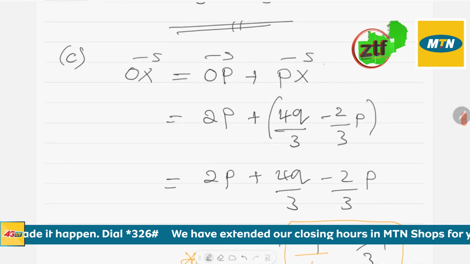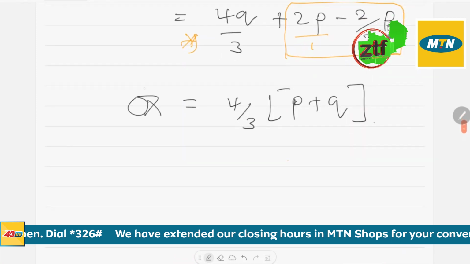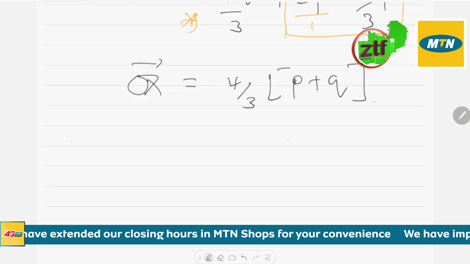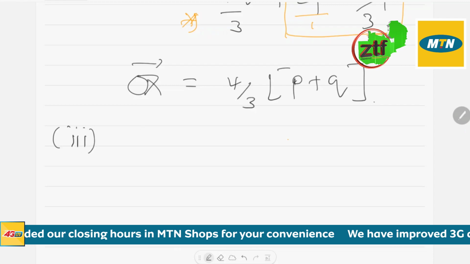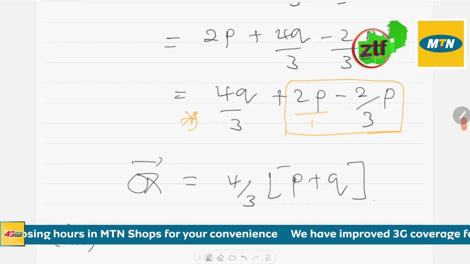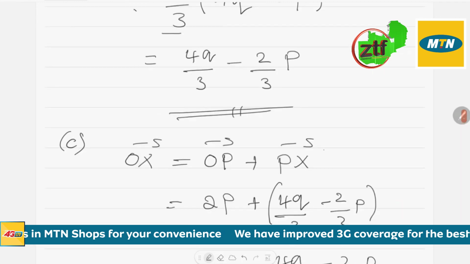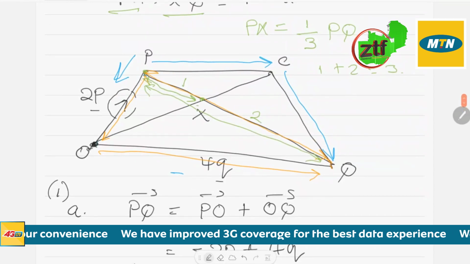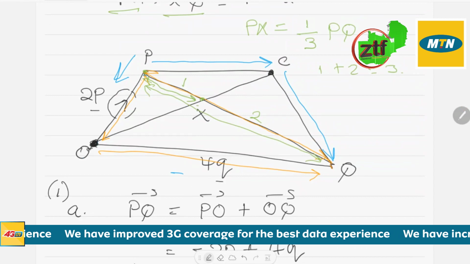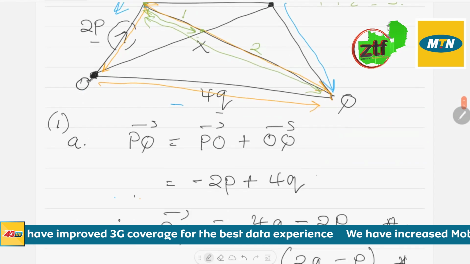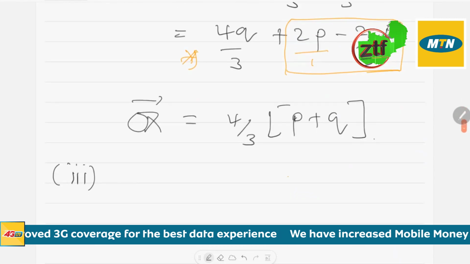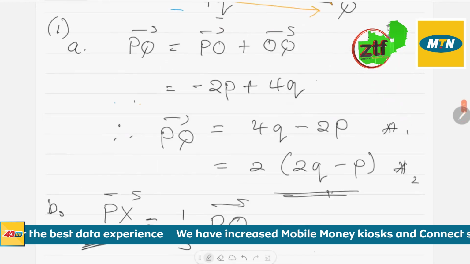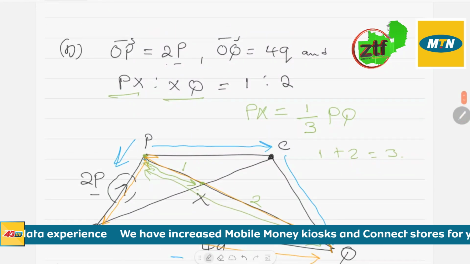OX, we have found OX, which is vector OX is 4/3 open bracket P plus Q. Now, part 3 of this question, we know that OC. How do you find OC? When we go back to our diagram, we can find OC by adding OP and PC, or OQ and QC.